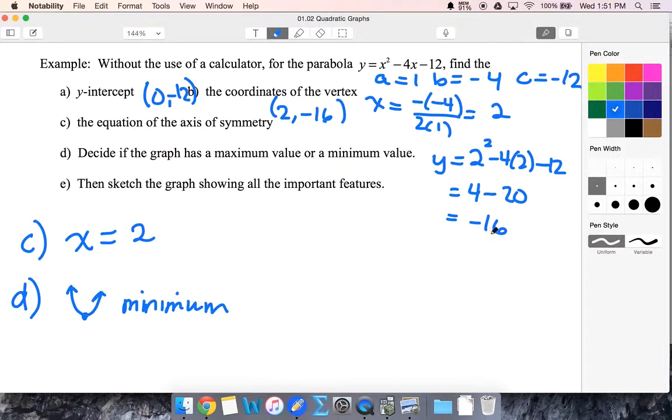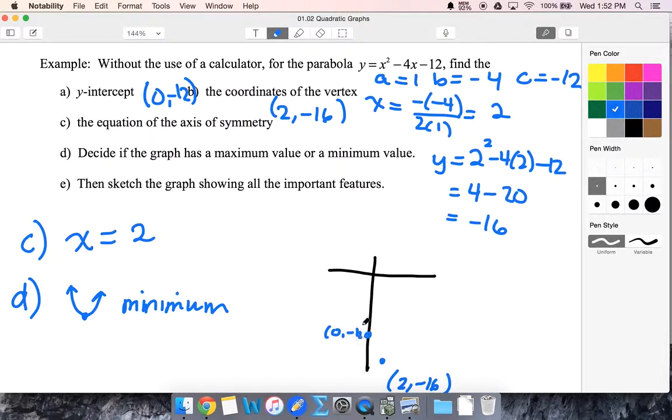All right, so for sure I need my y-axis to go down to 16. My x-axis is 2. So down here is going to be my vertex. I'm going to label it as 2, -16. My y-intercept is 0, -12. So let's put it about there.